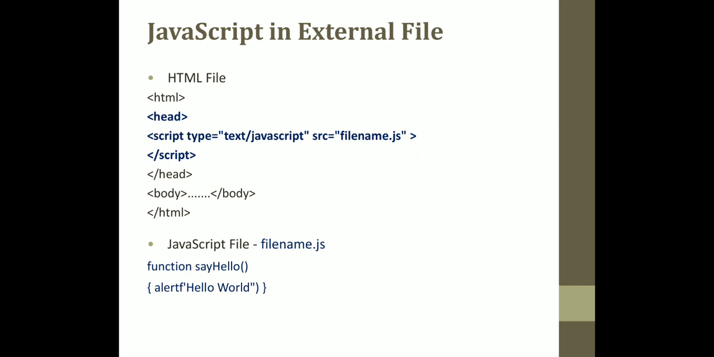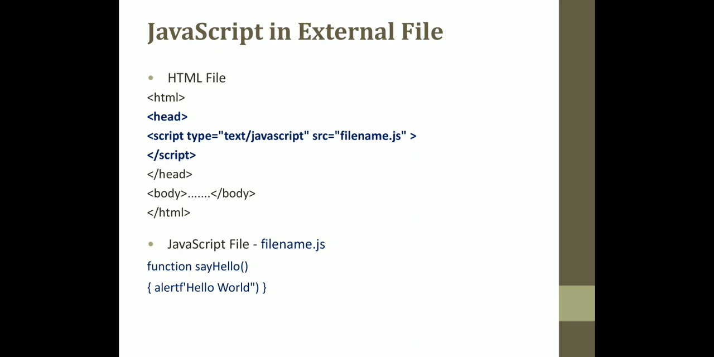So three types we have seen till now: JavaScript included in the head section, body section, and third in both head and body sections. All these three types can be saved as a document with the .html extension, but here, for an external file, you have to save your document with the .js extension.